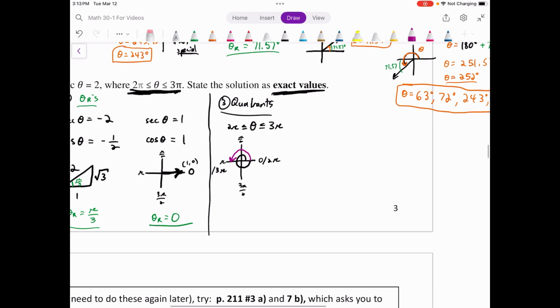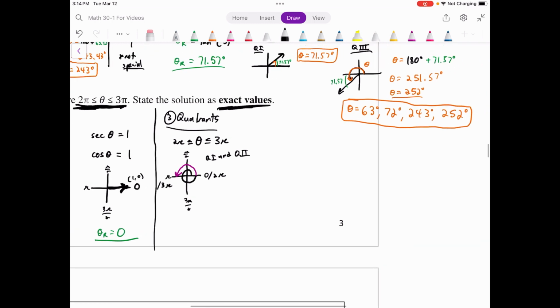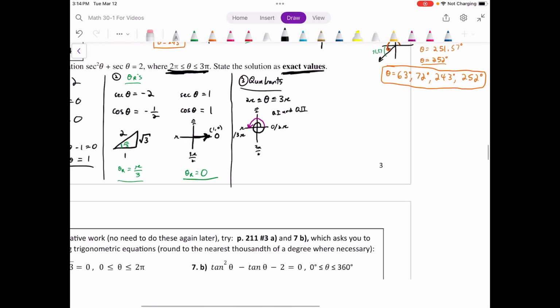We know, we can kind of see we're just looking in quadrant 1 and 2, right? That's where we're limited to. 2 pi to 3 pi, that just falls within quadrant 1 and 2. After a full rotation, yes, but still in quadrant 1 and 2. Okay, so with that in mind, let's now think about our actual cast stuff.